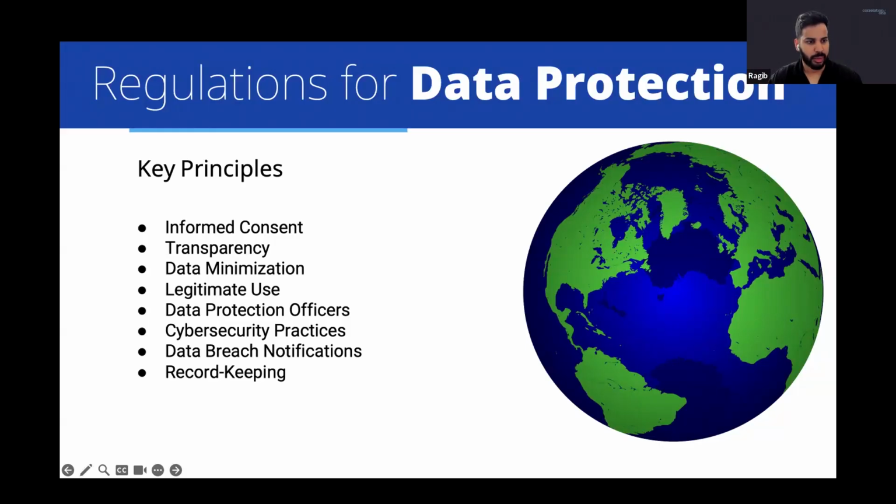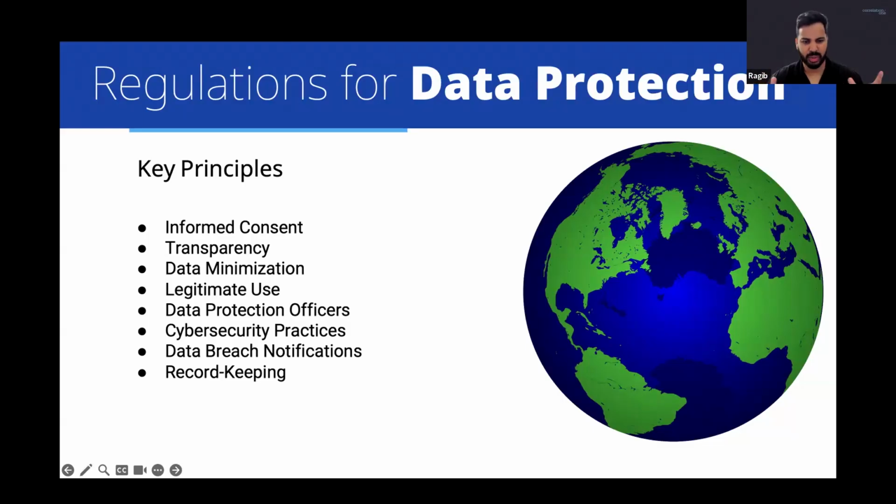Then we have data protection officers, who especially handle sensitive information. When things go wrong, data breach notifications are not optional. You've got to have strict timelines to report incidents. The cybersecurity practices requirement ties directly back to what you just discussed about a business's responsibility. Record keeping is your paper trail showing that you're actually following these rules.